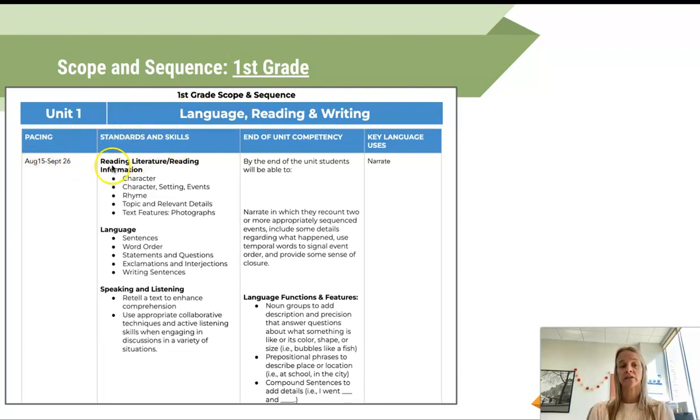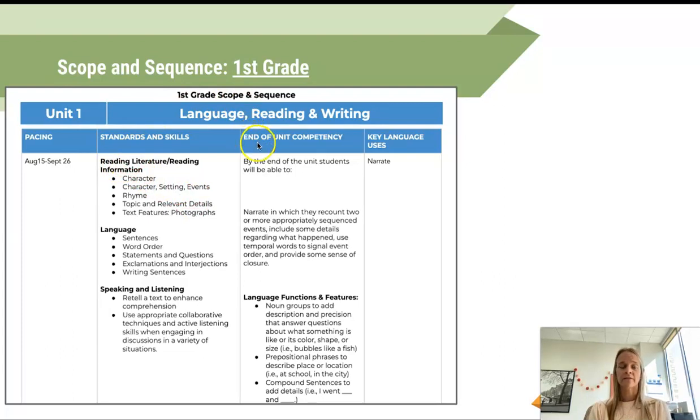So our standard is our reading literature, reading informational standards, RL and RI is how they're identified. And then you have your skill. You have your character setting and events, rhyme, and so on. You have your language standard and the skills within that, sentence, word order. And then you have your speaking and listening SL standard with the skills underneath it, which is retell and a text to enhance comprehension and so on. So being mindful that we have our standard and then you have the skill within that standard.